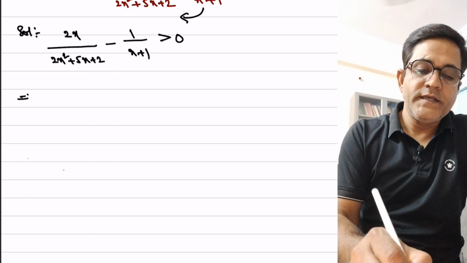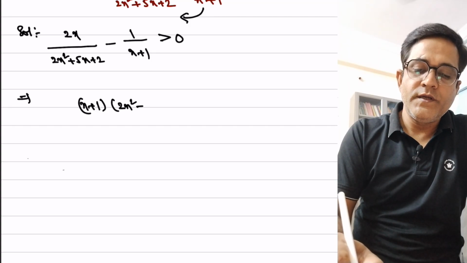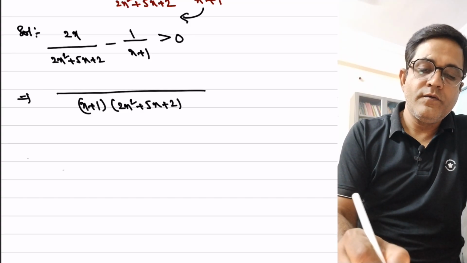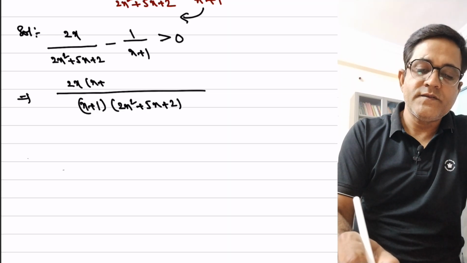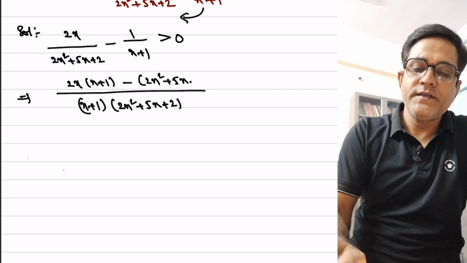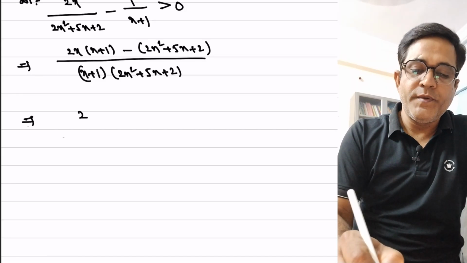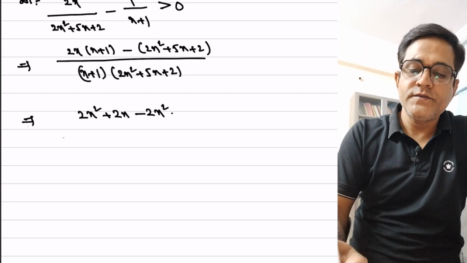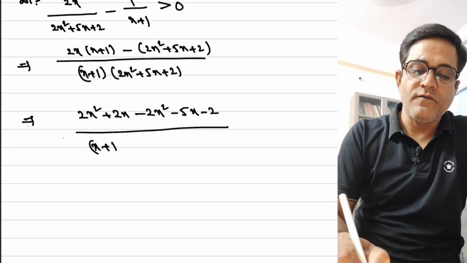In the next step, this becomes, over x plus 1 into 2x square plus 5x plus 2, here you will have 2x into x plus 1 minus 2x square plus 5x plus 2. So, this implies, if you open the brackets, 2x square plus 2x minus 2x square minus 5x minus 2 over x plus 1.